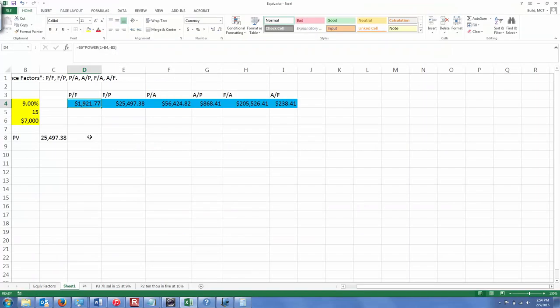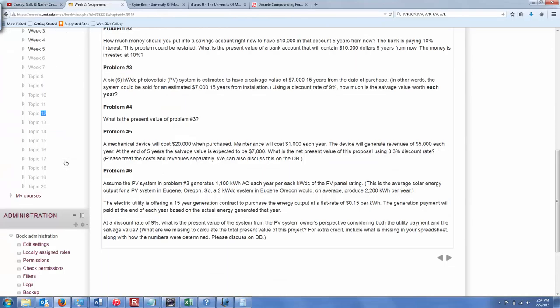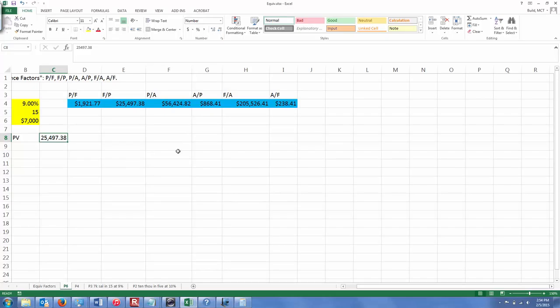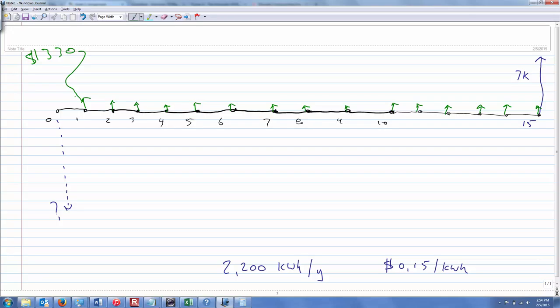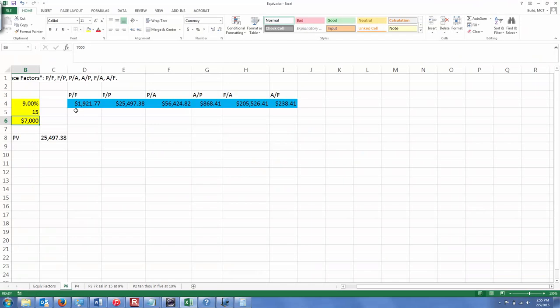And this is the one you just copied and pasted and switched the numbers? You already had the formulas? Yeah, I'm just going to call this problem 6. I took that first equivalence factor that we worked through together, copied and pasted the whole thing on a new sheet. So there's my present value. Now, what he's asking for is, what is the present value concerning both the utility payment and the salvage value? So if we run this again, we want to know what the present value is based on the annuity. So the annuity, 15 cents times our energy is 330. So our annuity is 330.